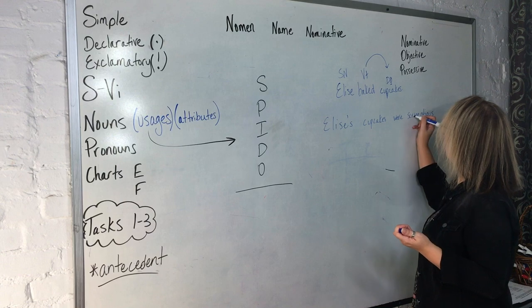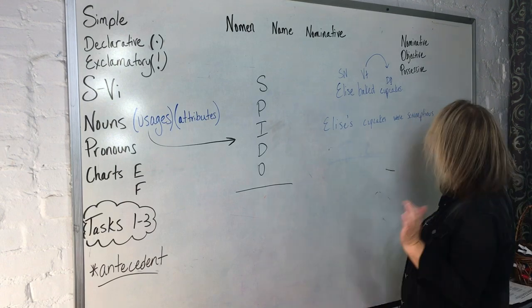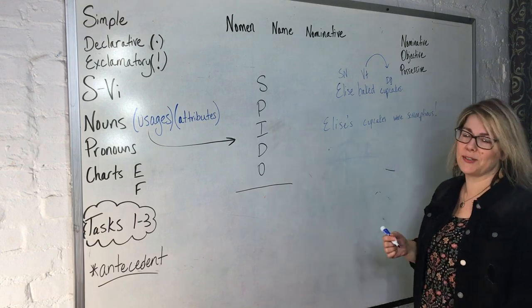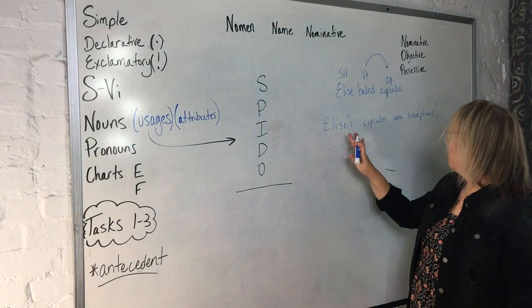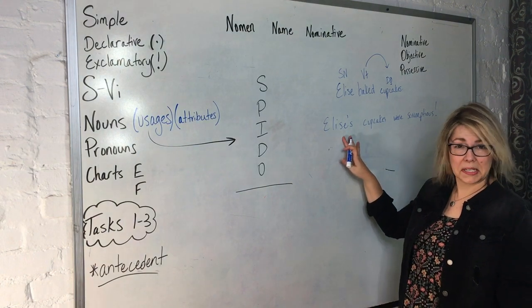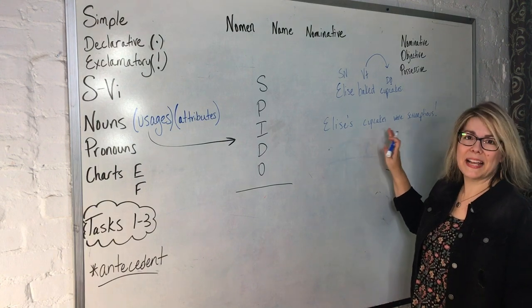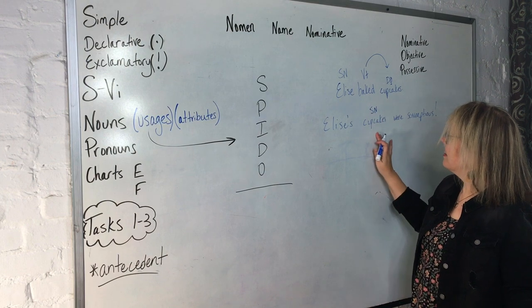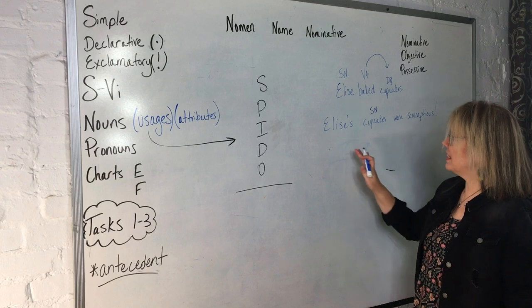And here, I'm not just declaring it. I am exclaiming it. Elise's cupcakes were scrumptious. That's very exciting. I'm going to express some strong emotion in that one. Now, is Elise the subject? Was Elise scrumptious? Because I did not eat Elise, nor did I bake her. We baked the cupcakes. So this now is the noun, the subject noun. Okay, the cupcakes were scrumptious.